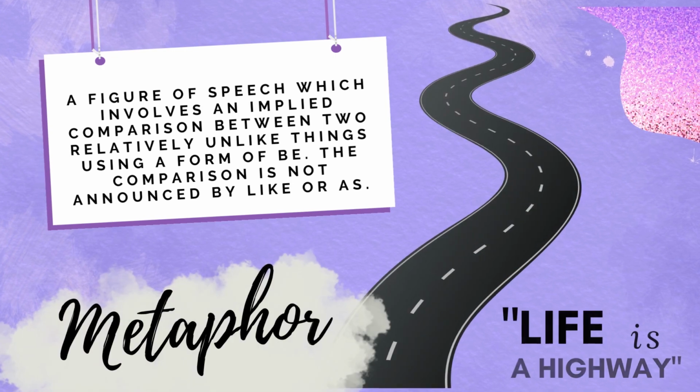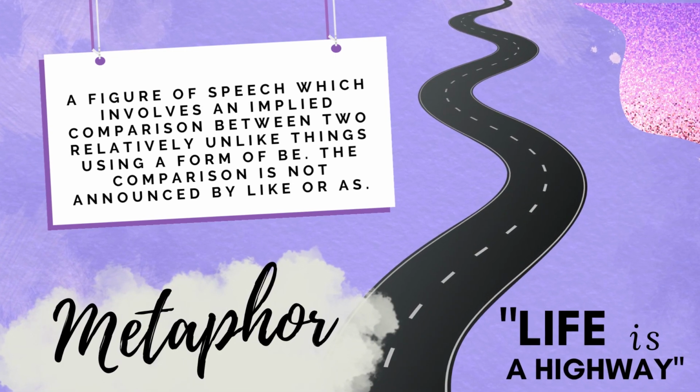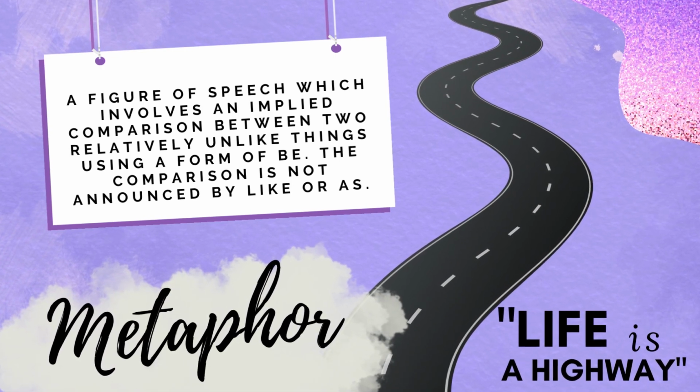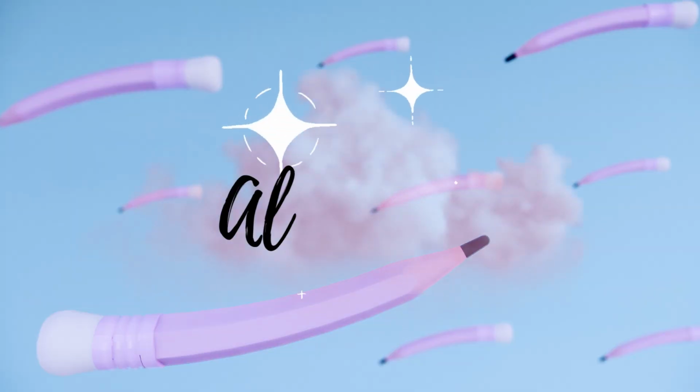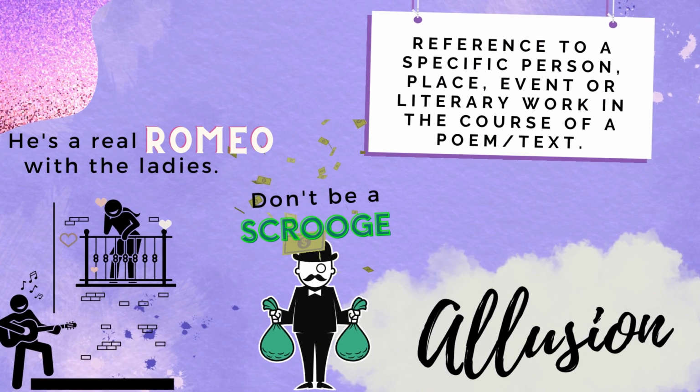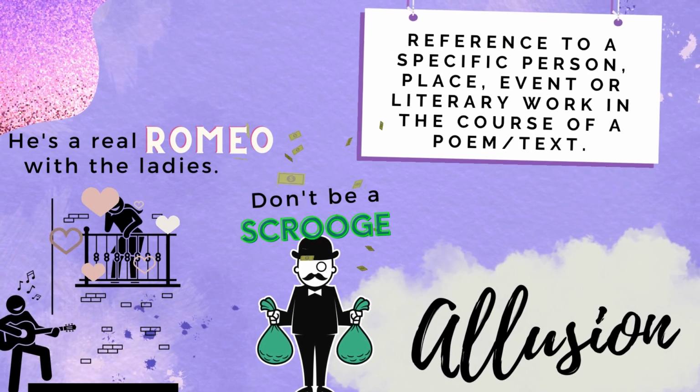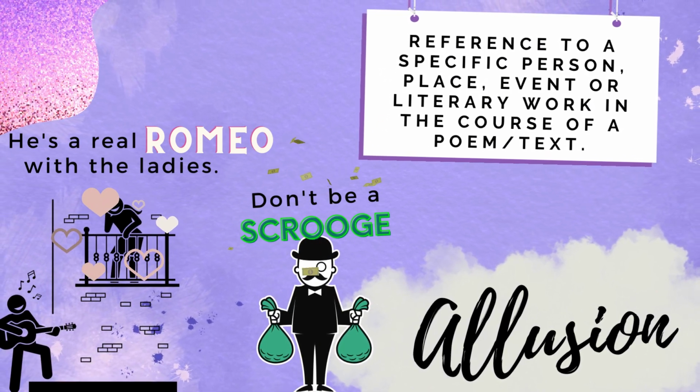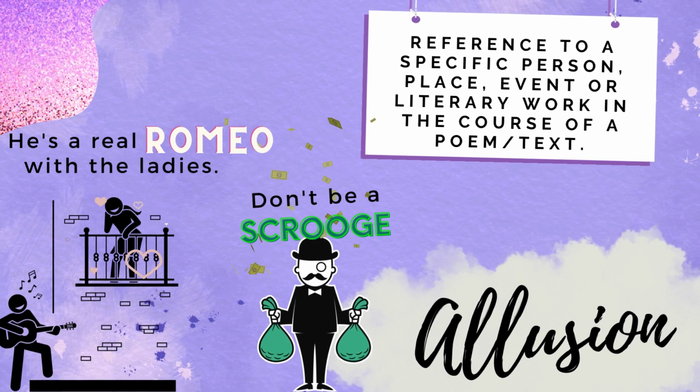A metaphor also implies a comparison, but without using the words like or as. When a writer makes a reference to a specific person, place, event, or literary work in the course of a text, it is called an allusion. This creates a comparison between the subject and the well-known existing reference.